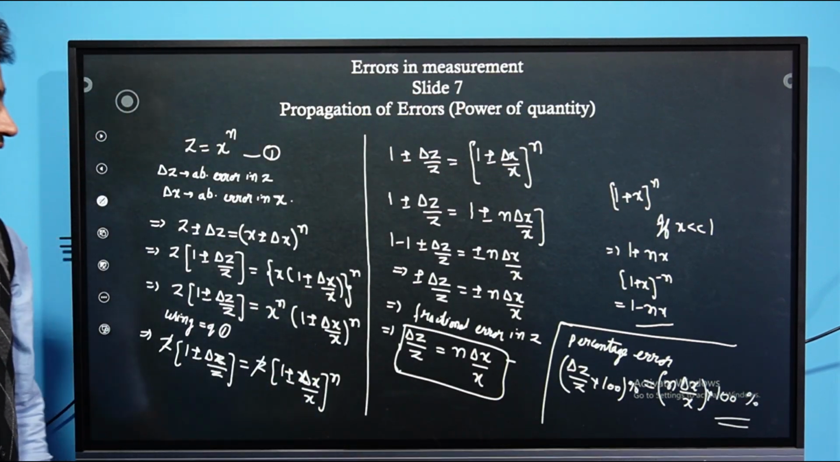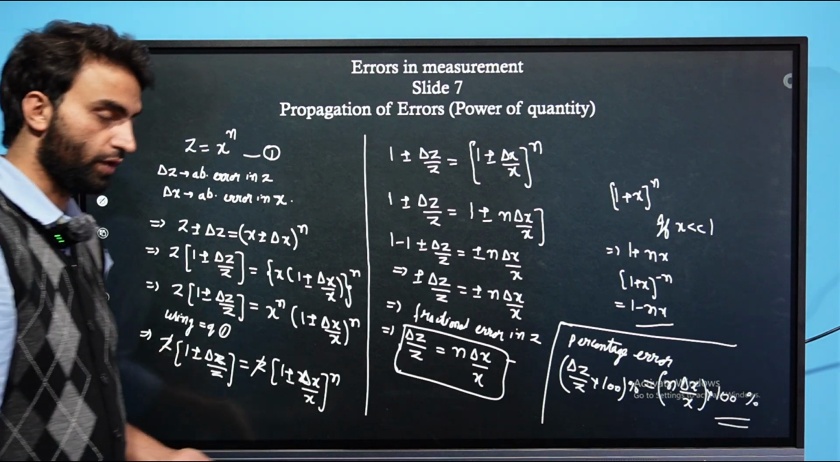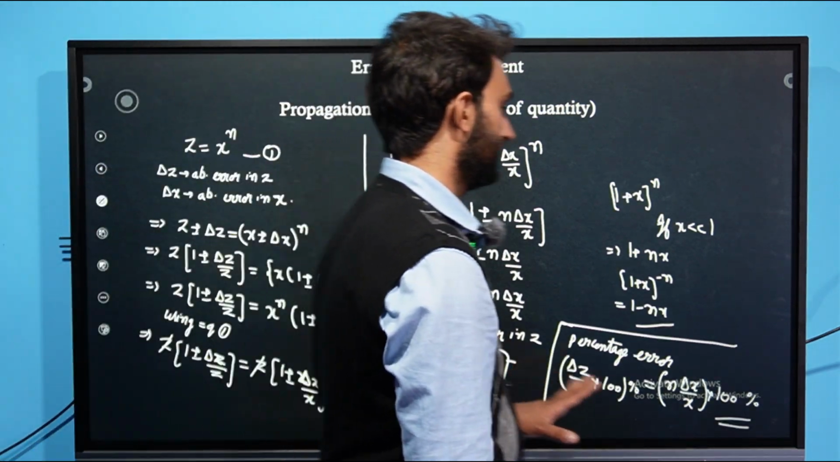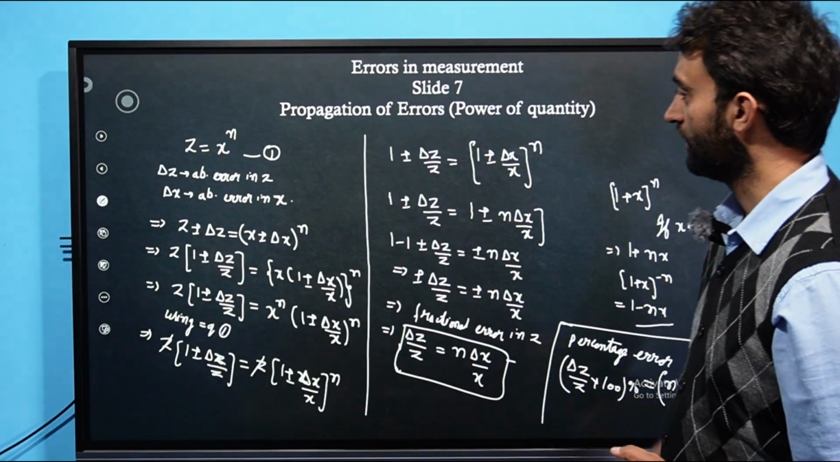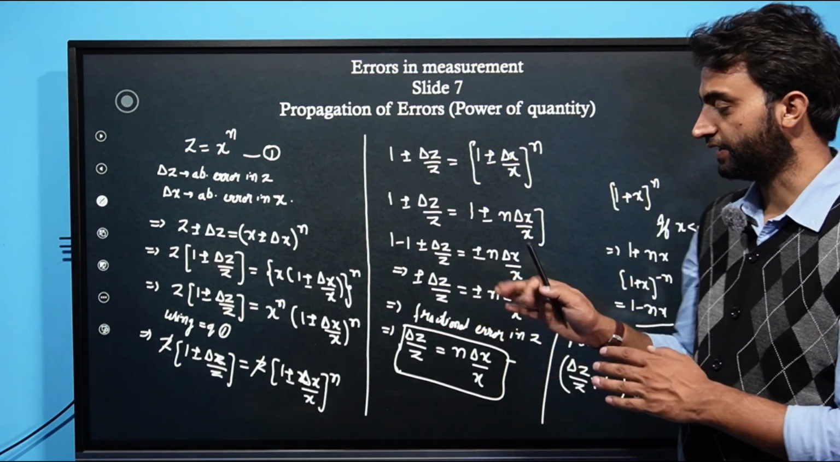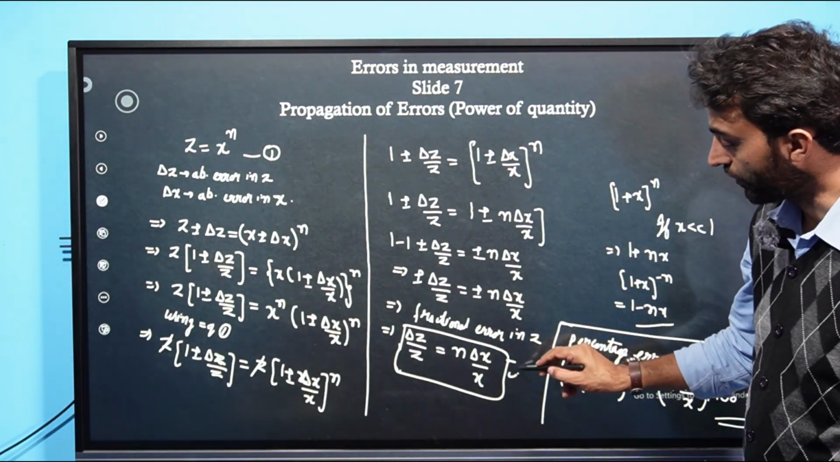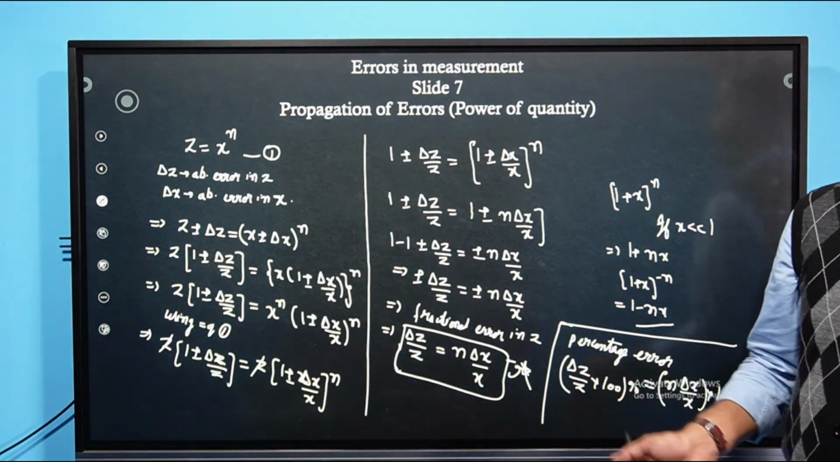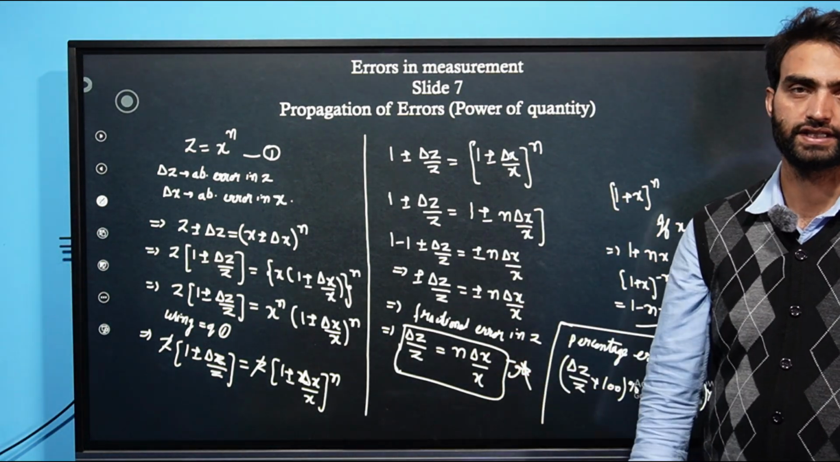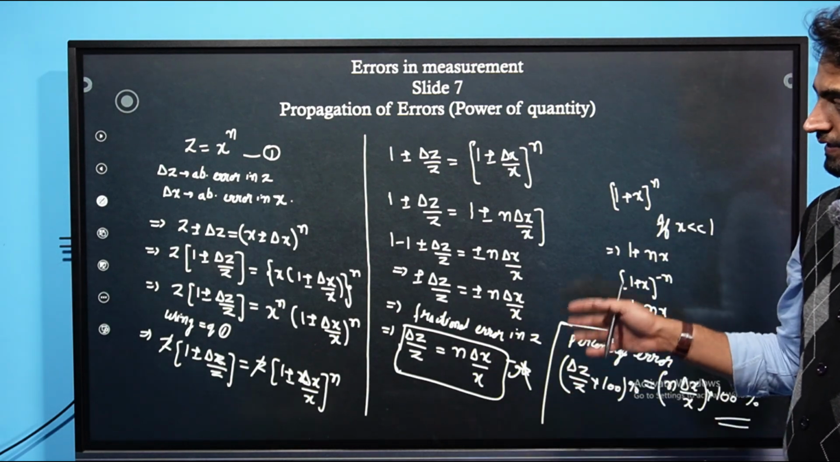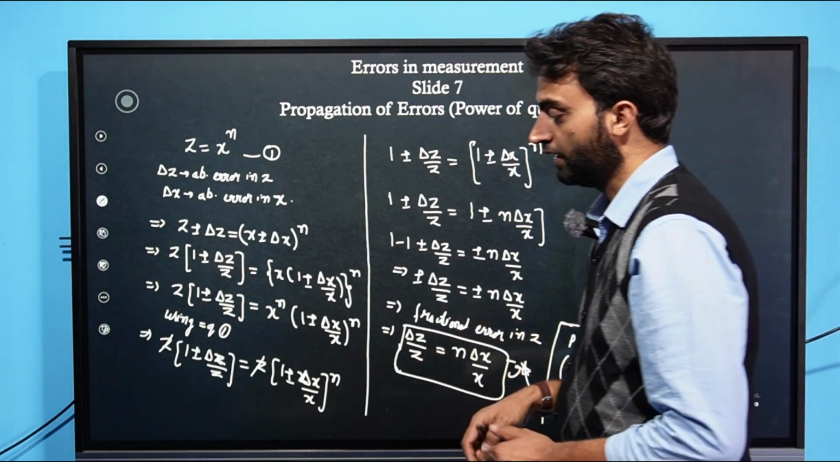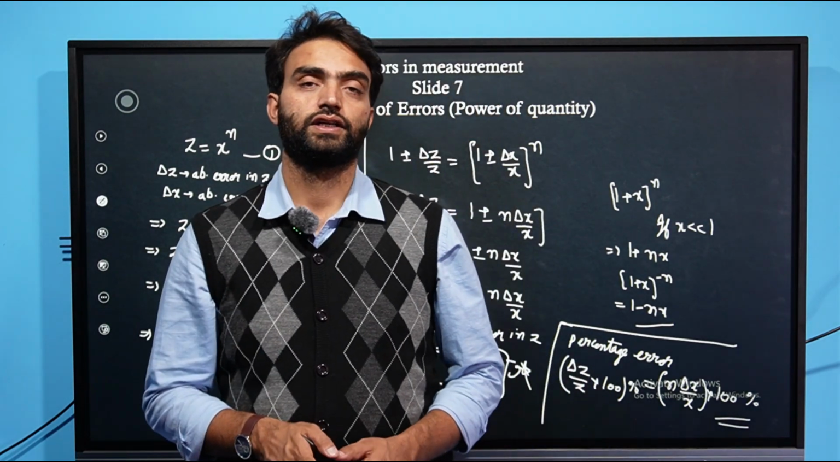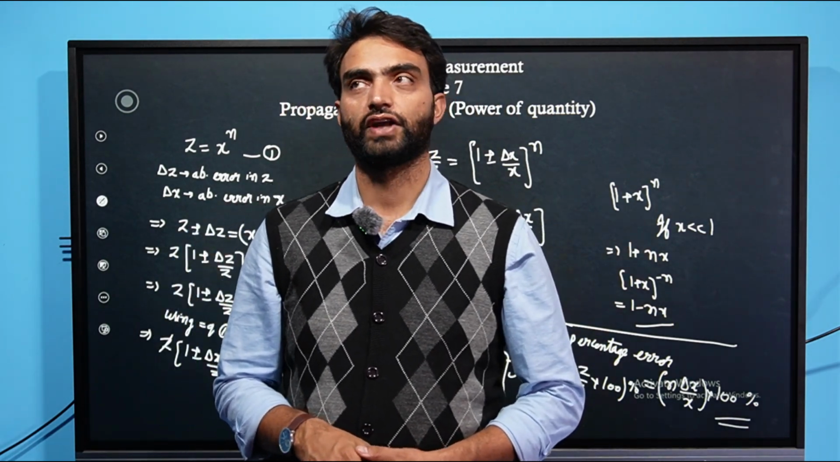Did you get it? So this is how the error propagates in a question where we have a power of some quantity, and you can see that this is a very important result. You have to remember this. From this we can get the percentage error also, and now you can see how the error propagates in this case. Now at this point we are going to stop the lecture, and with this we completed our propagation of errors part.